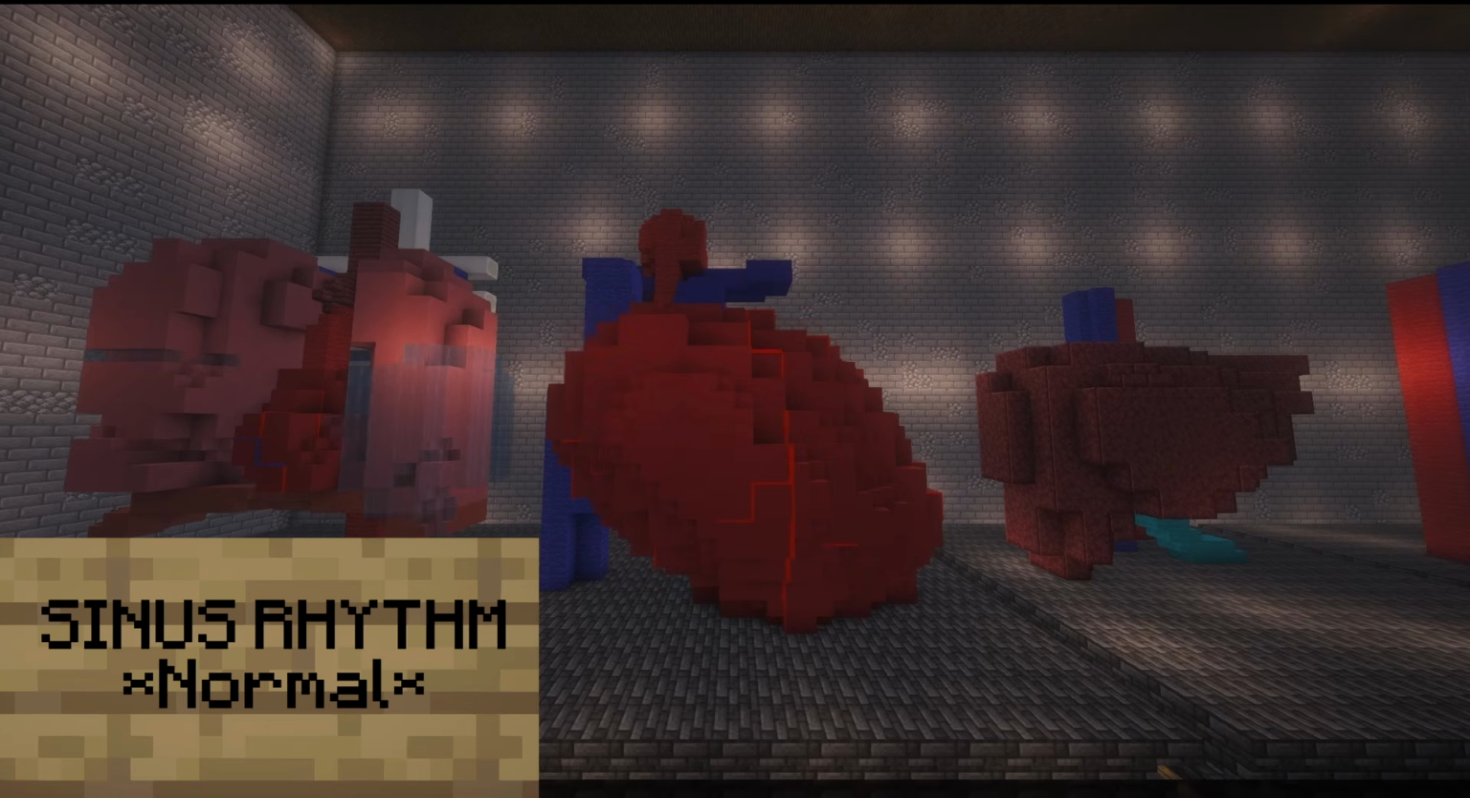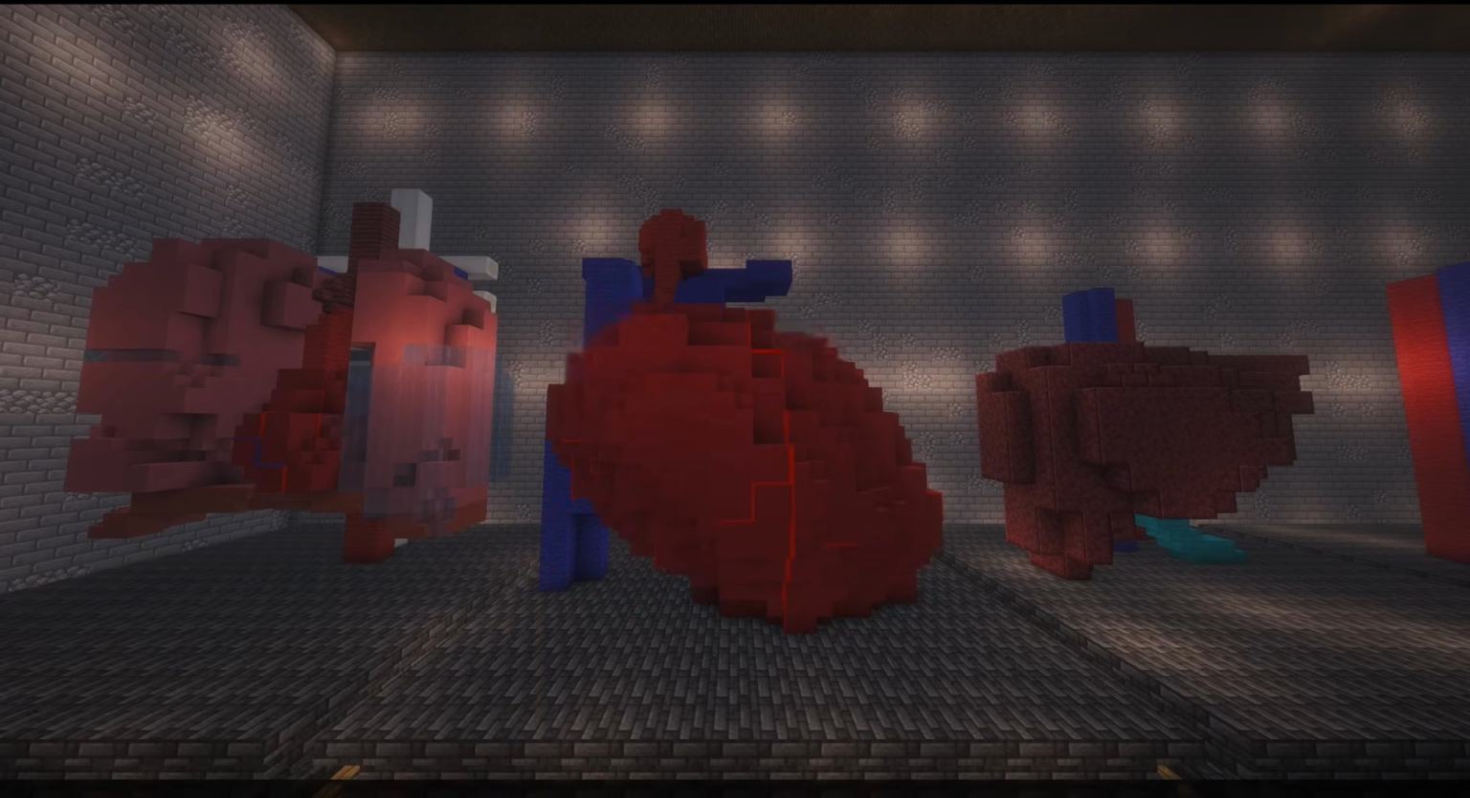The atria, or the upper chambers of the heart, squeeze and push the blood into the ventricles. Then, shortly after that, the ventricles contract, pumping the blood into the lungs and the rest of the body.